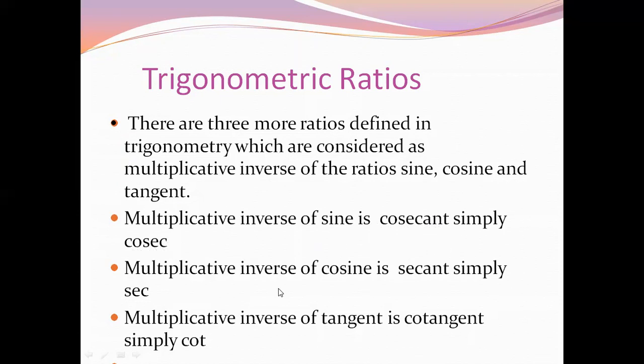Okay. So next one is the multiplicative inverse of cosine. Cosine's multiplicative inverse is secant, S-E-C-A-N-T, secant, and we will write it in short form as sec. Next, the multiplicative inverse of tangent is cotangent, and the short form of cotangent is C-O-T, cot. So further, in the sums we use only the short forms, that is cosec, sec, and cot. So these three are the multiplicative inverses of sine, cosine, and tangent.